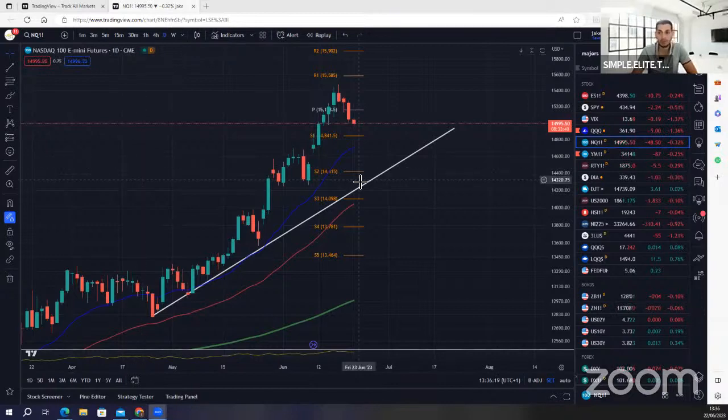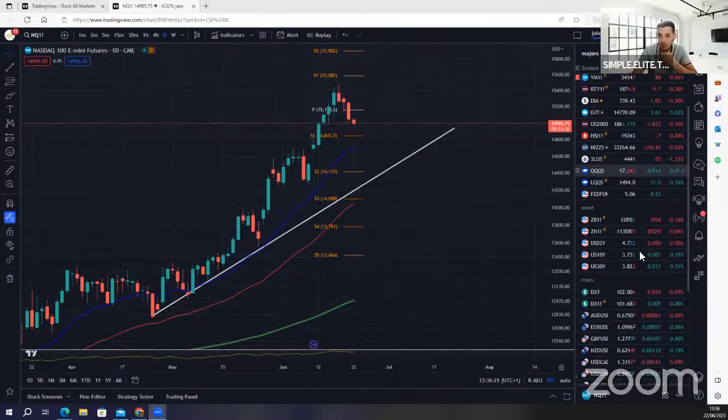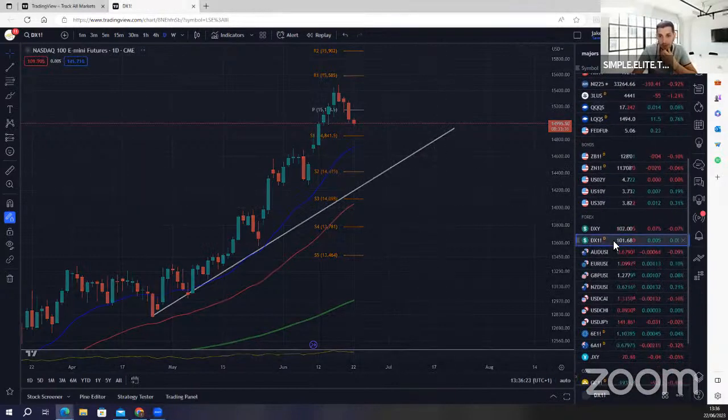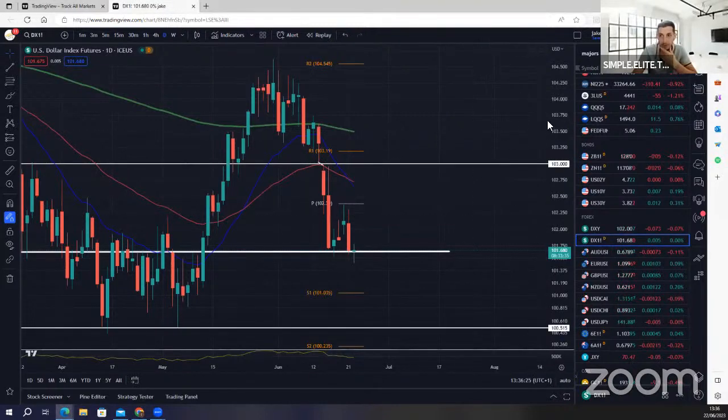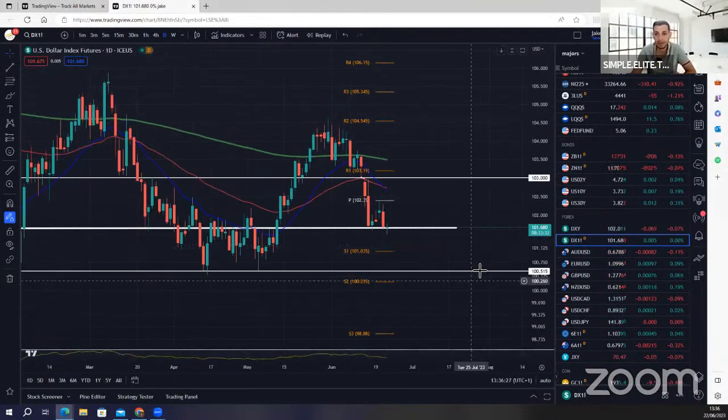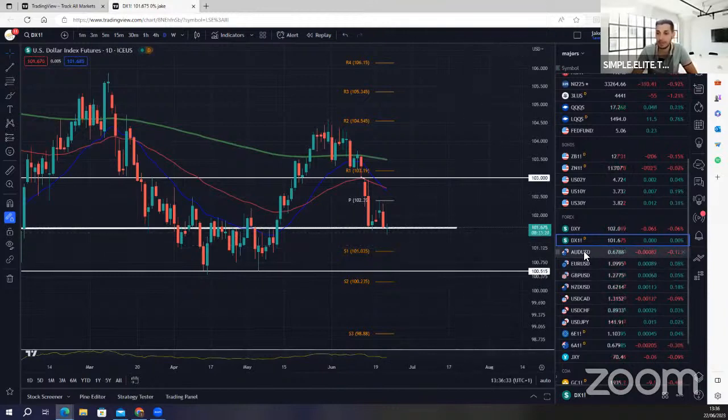So this for me is the view on indices. So let's analyze the dollar, which I already talked about. Let's see if price is going to head to this support level here. So let's analyze all the currencies against the dollar.